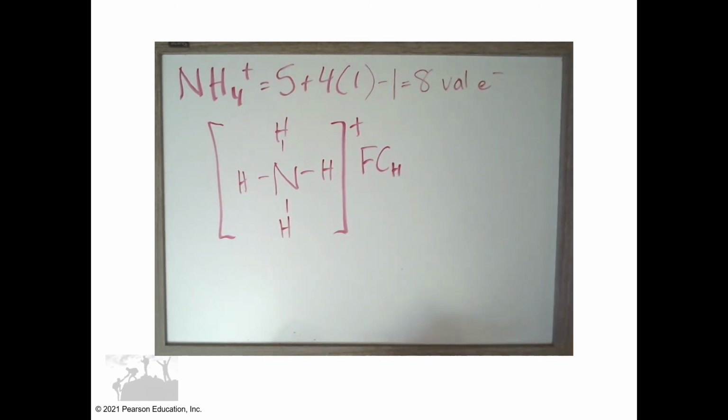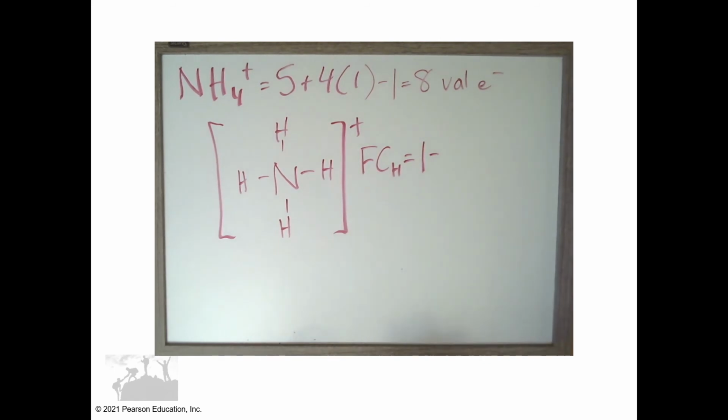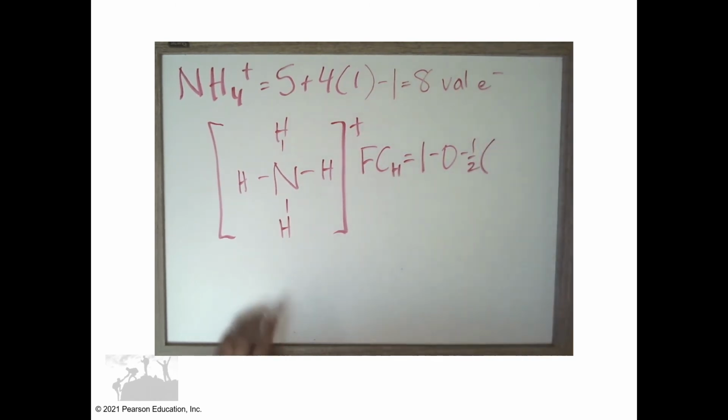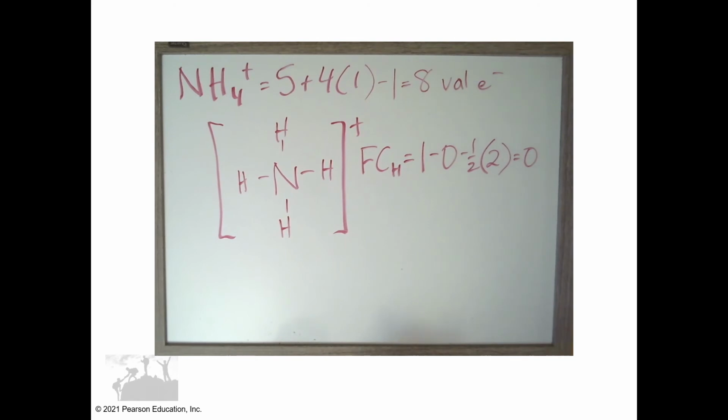We're only going to do the calculation for one hydrogen because all of the hydrogens are connected to nitrogen in the same way. So hydrogen has one valence electron. Looking at this hydrogen right here, how many non-bonding electrons does it have? It'll be 0. How many bonding electrons does it have? 2. We're only taking half. So all the hydrogens have a formal charge of 0.